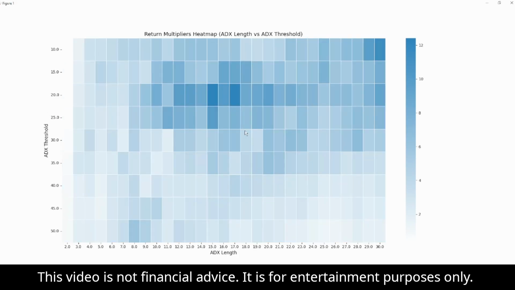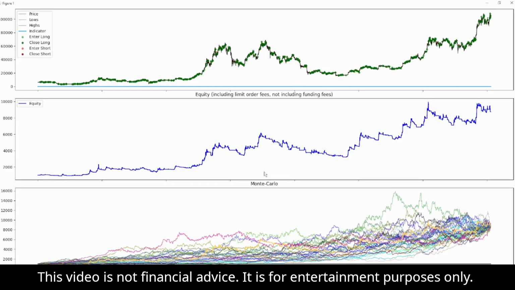So here the best returns, with around a 10x, are met for the ADX length of about 14 and an ADX threshold of around 20 or so. So now let's take a look at one of the backtests. With the default length for the average directional index of 14 and a threshold when we enter the trade of just 20, so quite low for the ADX, we are targeting the beginning of a trend here.